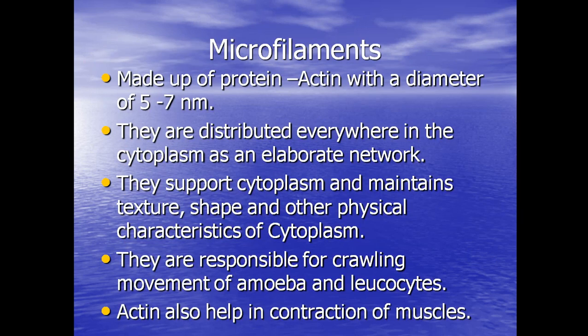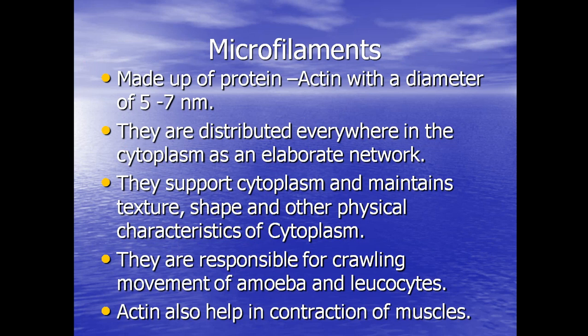The microfilaments. The microfilaments are made up of a protein called actin. Actin is a very important protein, especially in muscle. In the muscle there are two important proteins: one is actin and another one is myosin, which is responsible for muscle contraction. So these microfilaments are made up of only one type of protein, which is called actin. The actin filament has a diameter of 5 to 7 nanometers.